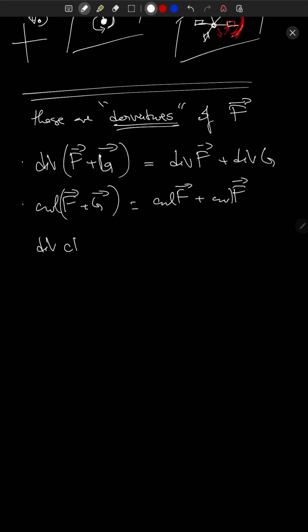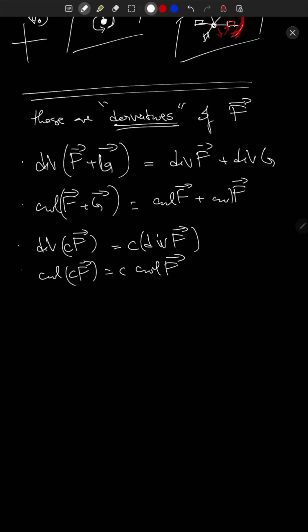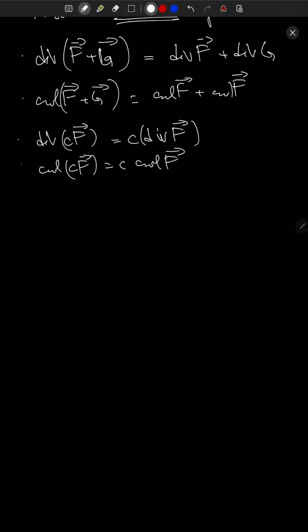So divergence of, let's say, a constant times F. If you modify your vector field just by a constant 10, then you could just pull that constant out. And again, this comes directly from the fact that in one variable calculus this works, and then just using the definition of both the divergence and the curl. So curl of CF is equal to C curl F. Another super important feature of derivatives is the product rule.